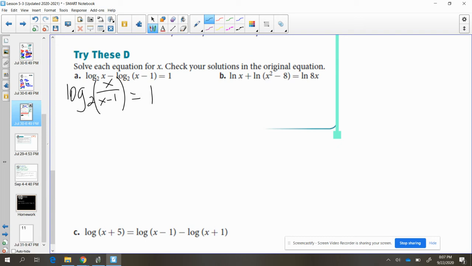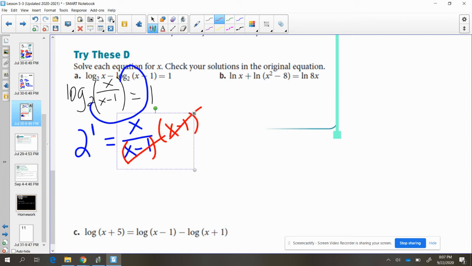Now, we talked about before, officially you could do this a couple different ways. You could take the base 2 of both sides to cancel this out. I'm going to show this. I like to rewrite it as an exponential. It's the same idea, that 2 to the first is going to equal x divided by x minus 1. And then to undo this division by x minus 1, we're going to multiply both sides by x minus 1. So we end up with 2 to the first, which is just 2, times x minus 1 equals x.